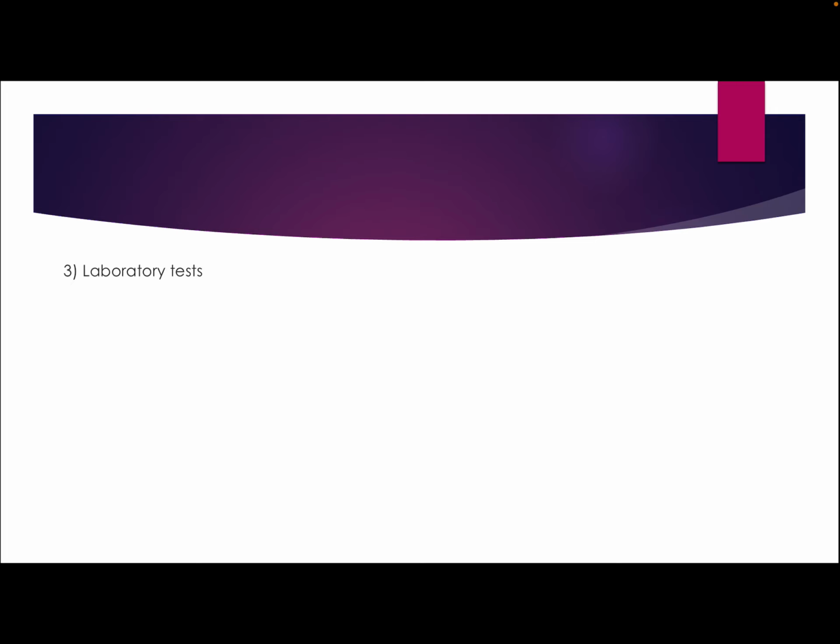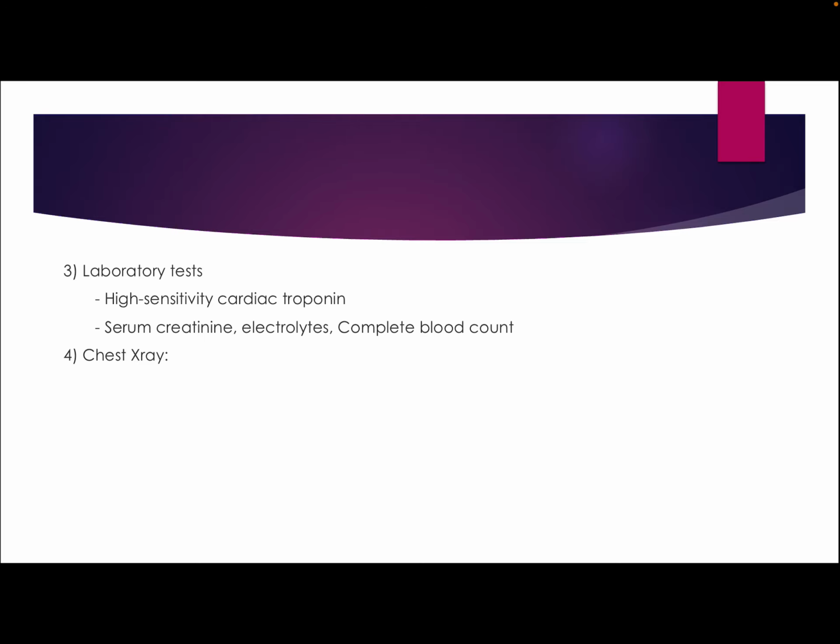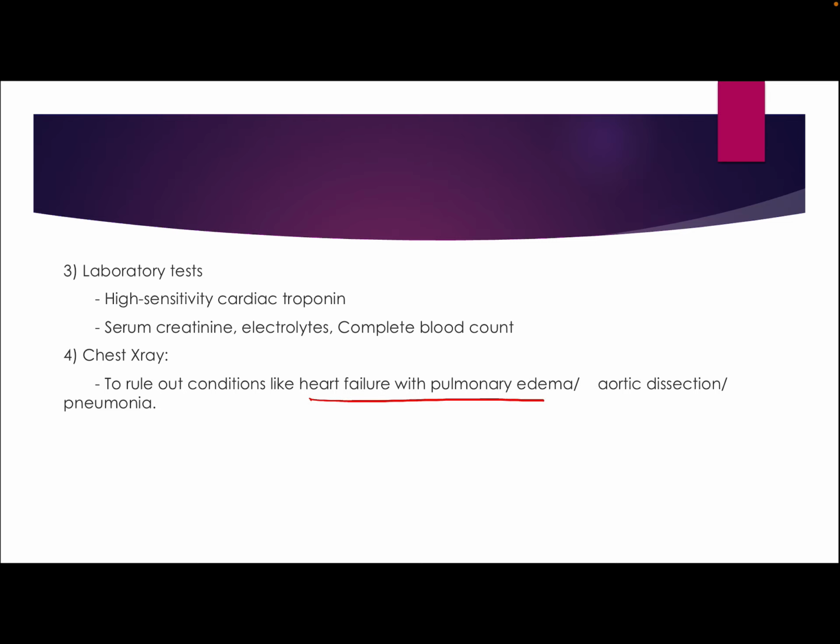Then the next thing we do, after we take the ECG and do history and physical examination, is go for laboratory tests. The first is high sensitivity cardiac troponins and blood tests of serum creatinine, electrolytes, and the complete blood count to check for hemoglobin, etc. Then we can also take a chest x-ray, mainly to rule out conditions like heart failure, which can lead to pulmonary edema, and aortic dissection, pneumonia. So to rule all of these out, you can take a chest x-ray.